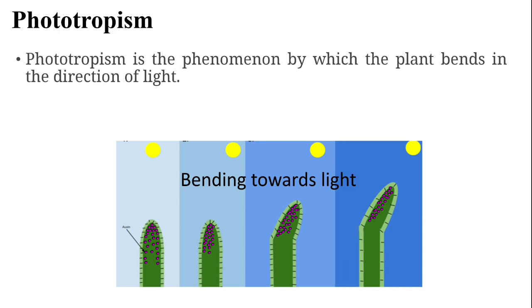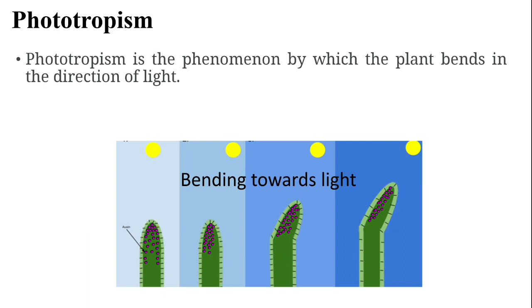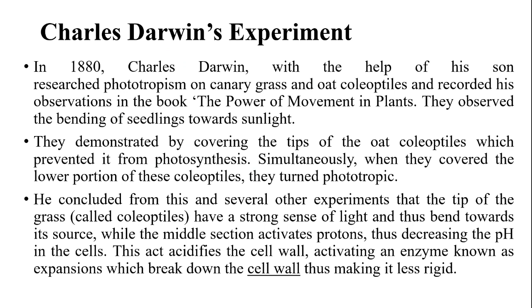Then what is phototropism? Phototropism is a phenomenon by which the plant bends in the direction of light. So suppose it is the light source and it is the stem or shoot apex of the plant. Accordingly or gradually it will bend towards the source of the light. And this process is known as phototropism or tropic movement of the plant towards the light source.